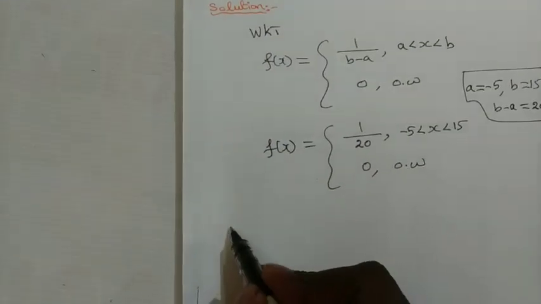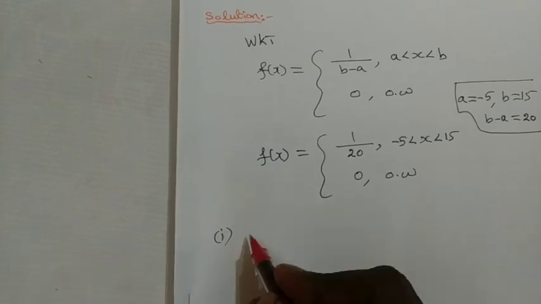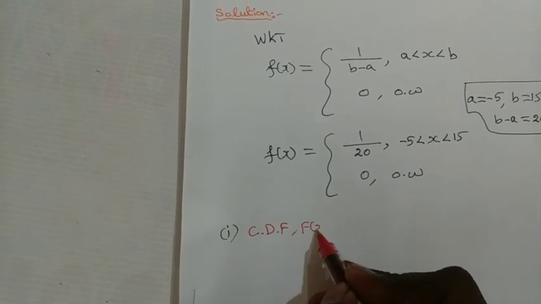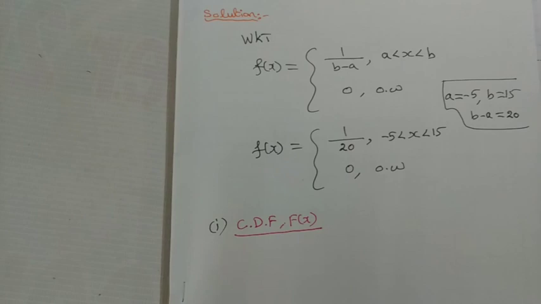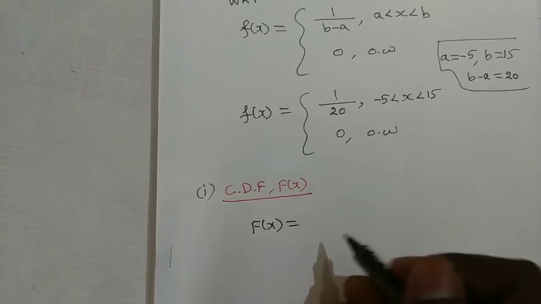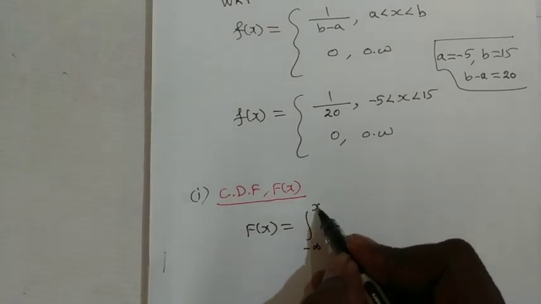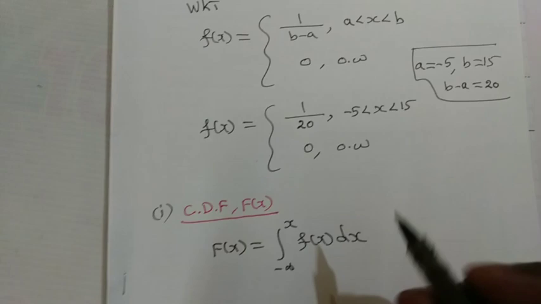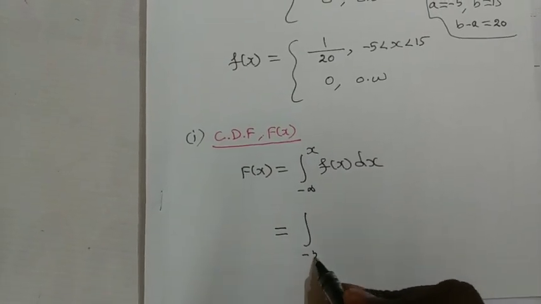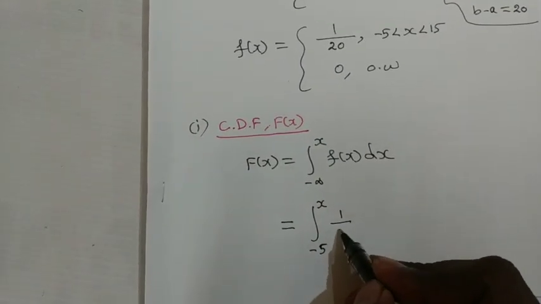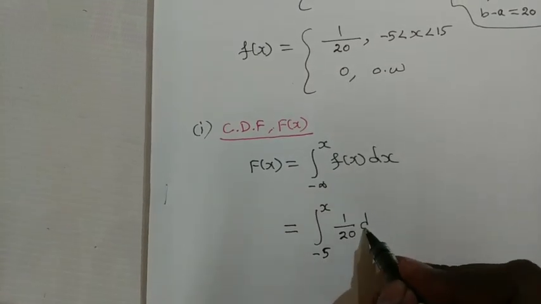Next, first I am going to find out the CDF, cumulative distribution function, that is capital F of x. The formula for capital F of x is the integral from minus infinity to x of f of x dx. But here the range starts from -5. So the integral from -5 to x of f of x, and f of x is 1 by 20, into dx.